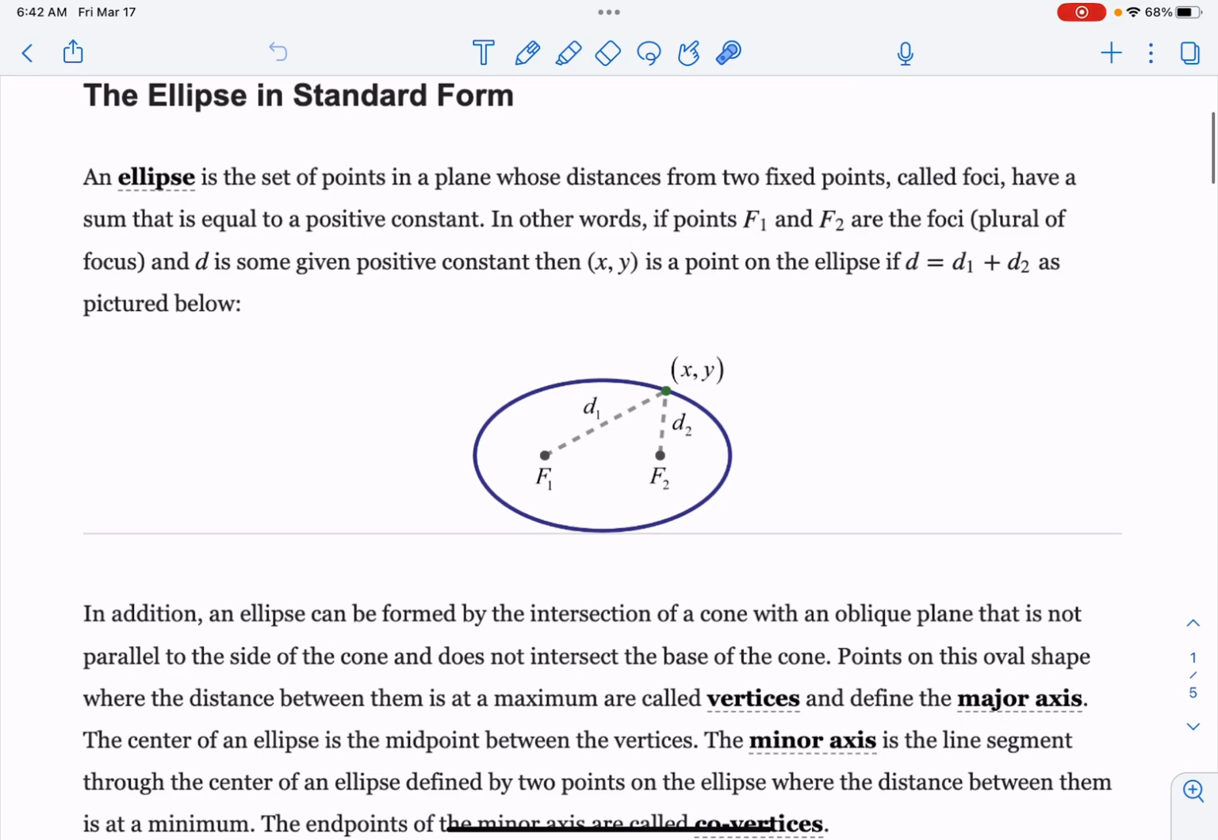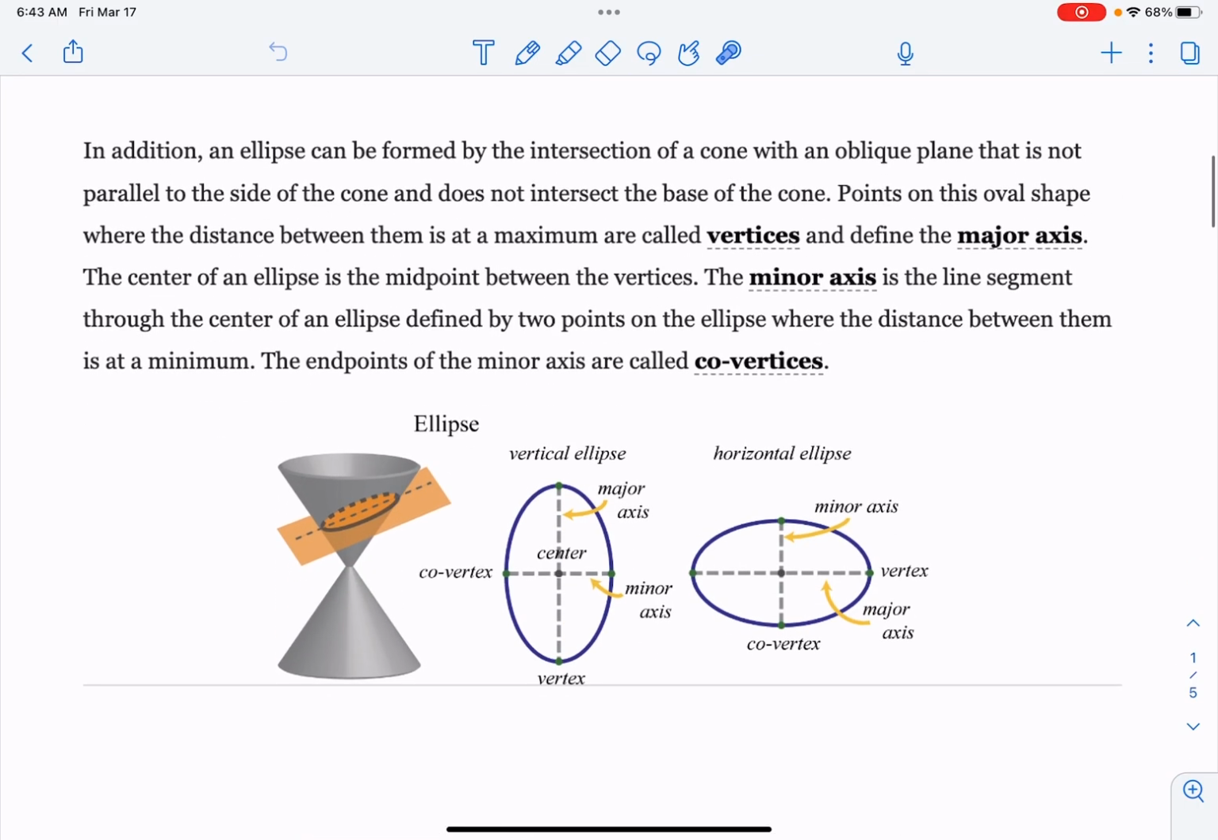So an ellipse is a set of points in a plane whose distance from two fixed points, called the foci, which are these two, have the sum that is equal to a positive constant. So in other words, the f of 1 and f of 2 are called our foci, which is plural for focus. Okay, and it's going to be a positive constant from the xy point here on the ellipse. So that's what we're going to be looking at.